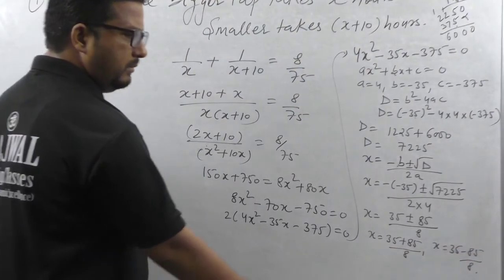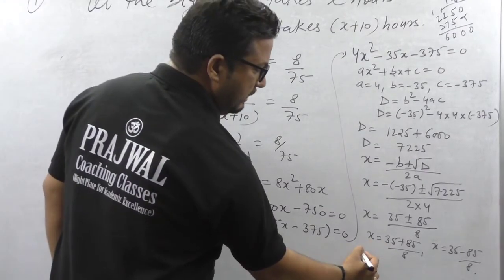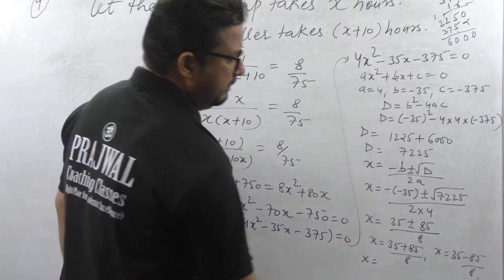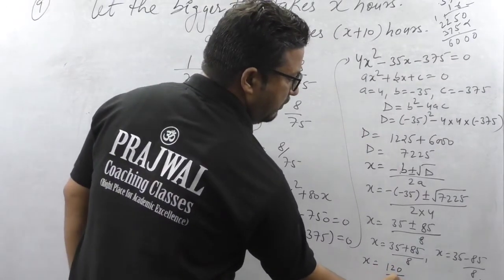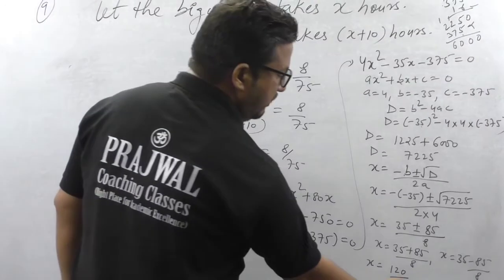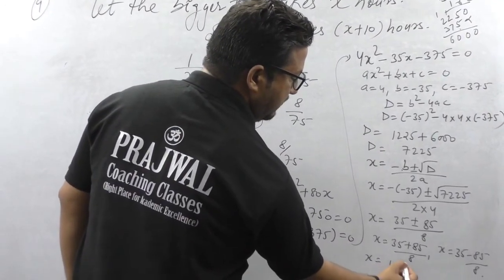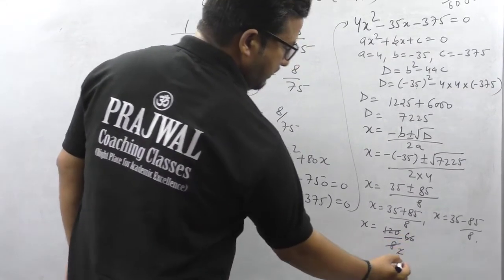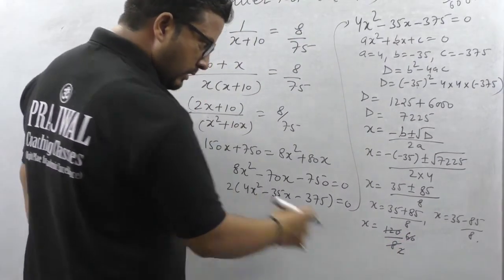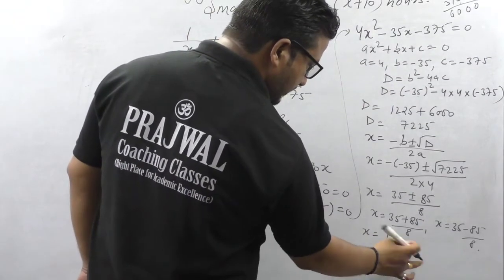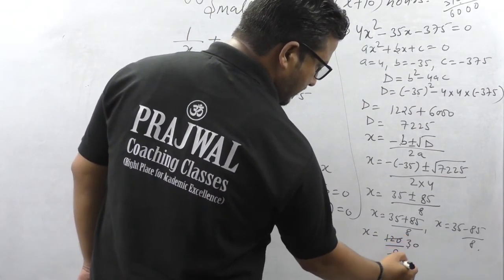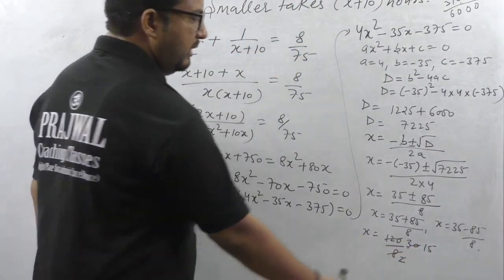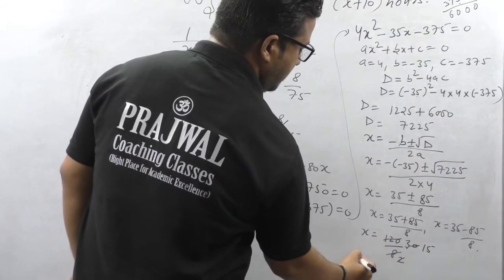So we can add this. It will be 120 upon 8. 120 upon 8: 8 fours are 32, and 4 threes are 12, and it goes 15 times. How many times? 15 times. The negative value we can neglect. So now we understand.